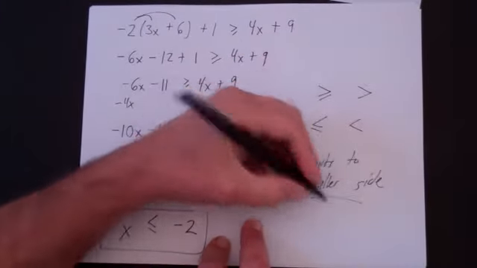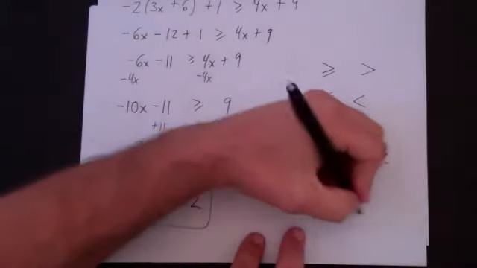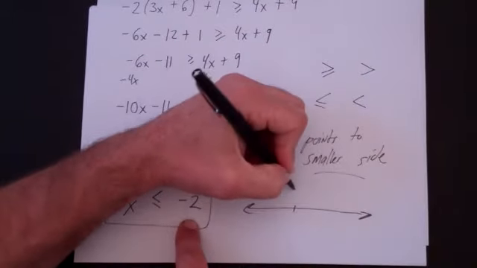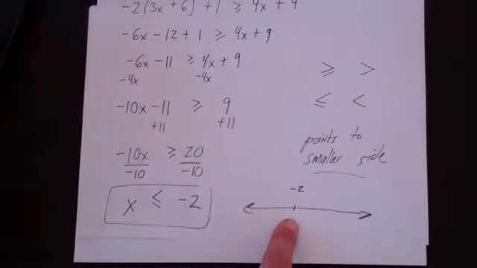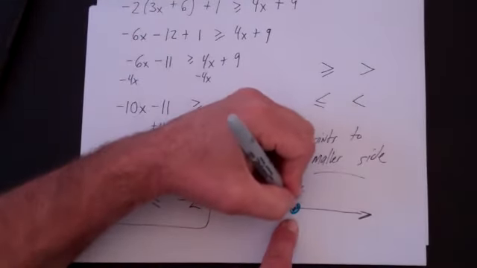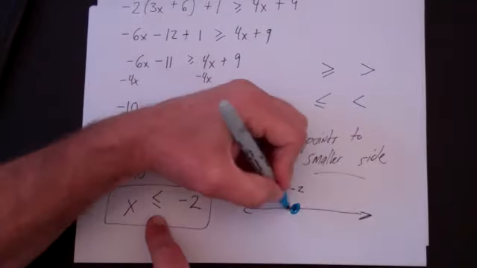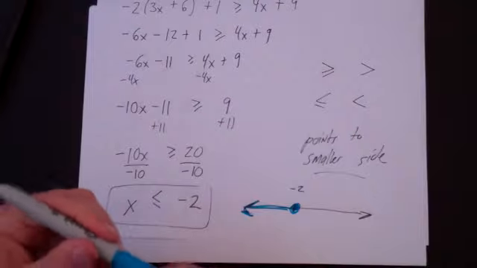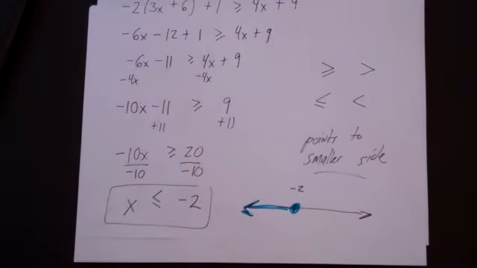Now if you need help with graphing these, sometimes I'll ask you to graph these. If we want to graph this, then we would graph a number line. This would be minus 2. It's either going to be an open or closed dot. In this case, it's going to be a closed dot at negative 2. And I'm going to shade to the left. Now, if you need help with the shading, there's another video simply called Shading Linear Inequalities. Anyway, that's how you solve linear inequalities.